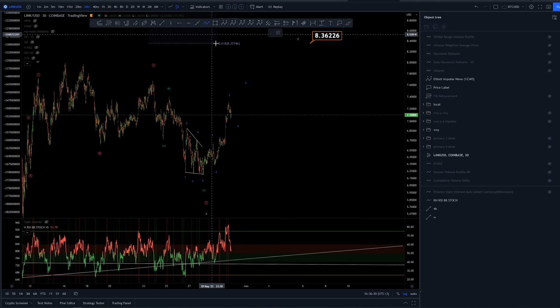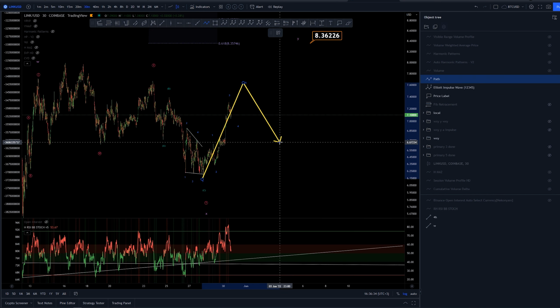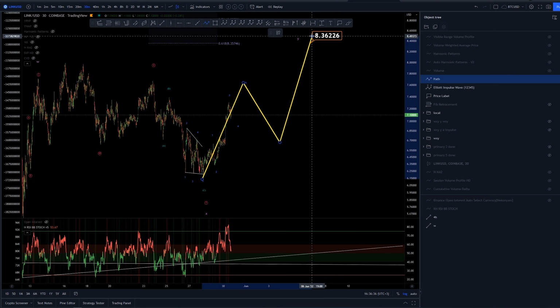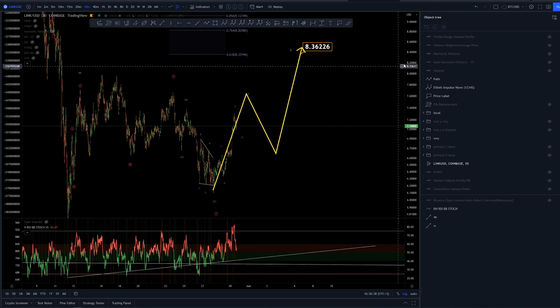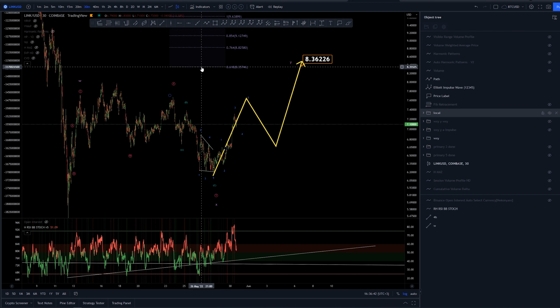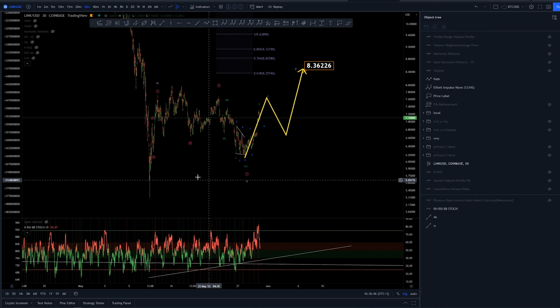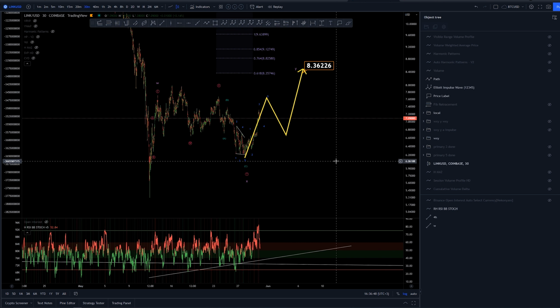At this point, we would be looking for this as the first 5 legs. Then we are looking for a pullback for 3, and then another 5 legs upwards. At that point, I would be expecting us to get to this target. So this is my main count here on the lower time frame.